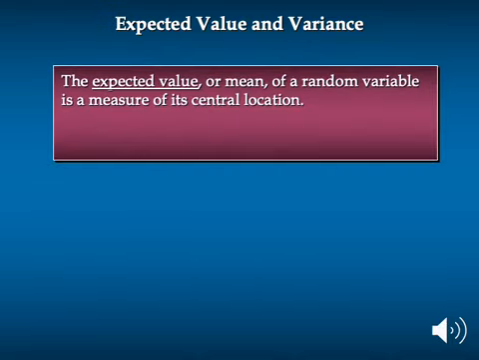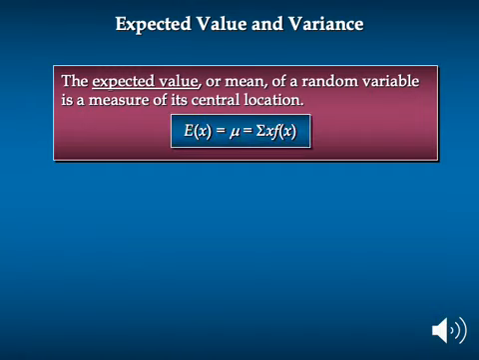When we talk about the expected value and the variance, the expected value, or the mean of a random variable, is a measure of its central location. And the formula sometimes is a little scary, but it shouldn't be. The expected value of x is equal to u, the mean. That's what the expected value is. That large figure looking like an E stands for the total of x, each of the x's times the function of x. You add them all up, you get the expected value.